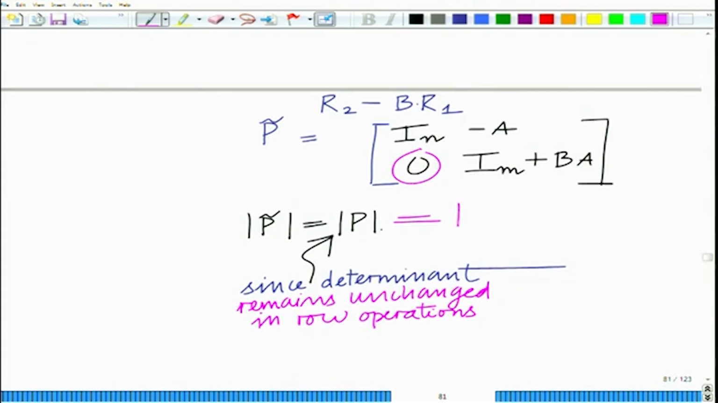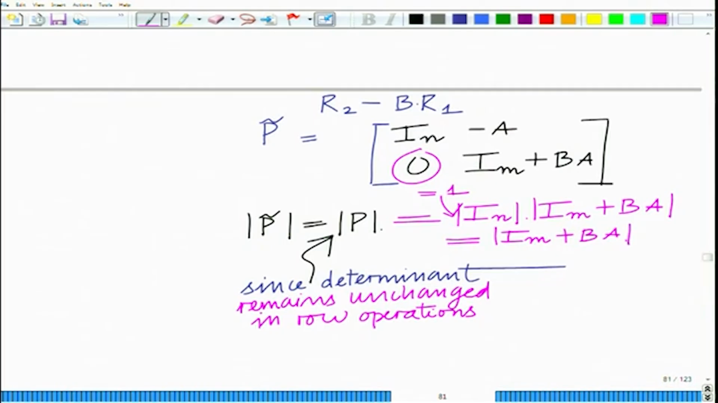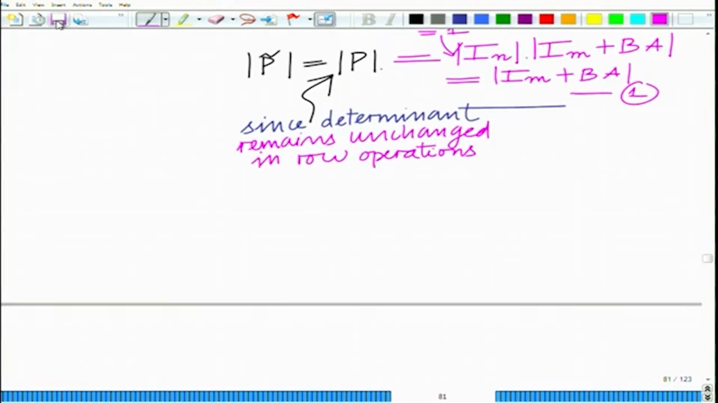So, determinant P tilde equals determinant P, and now you see the lower block is zeros, which means the determinant of P is simply the determinant of I n times the determinant of I m plus B A. Now, the determinant of I n is 1 since it is an identity matrix. So, this is simply the determinant of I m plus B A. So, determinant of P tilde equals the determinant of I m plus B A. Let us call this our result 1.